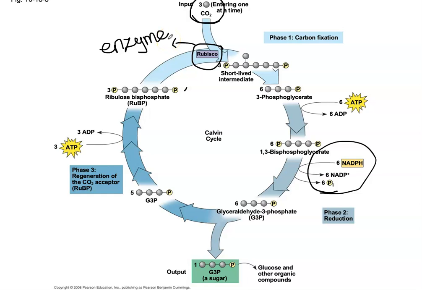Rubisco enzyme is one of the most abundant enzymes in the world. If you look outside, you see all the trees and all the leaves. Every leaf is green in color, which means it has a bunch of chlorophyll molecules, and it does this reaction. So all of them tend to have the enzyme Rubisco.